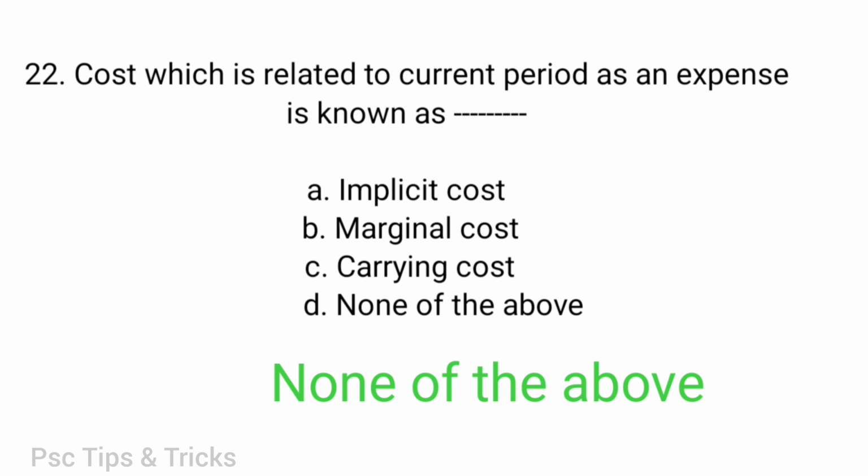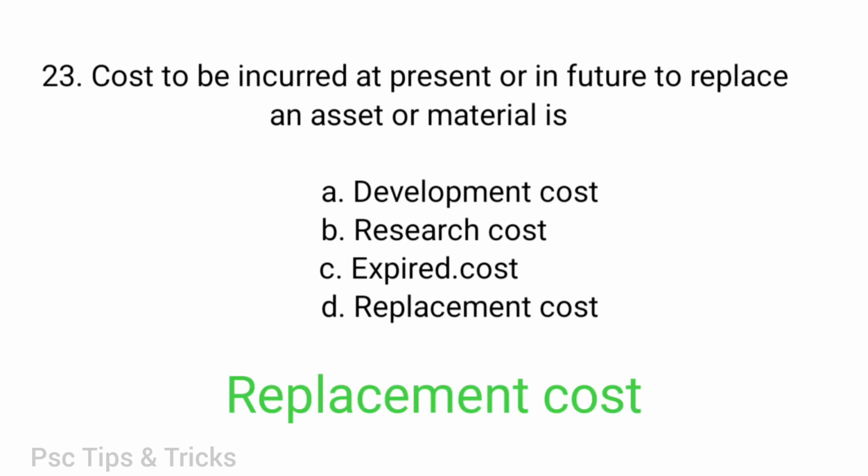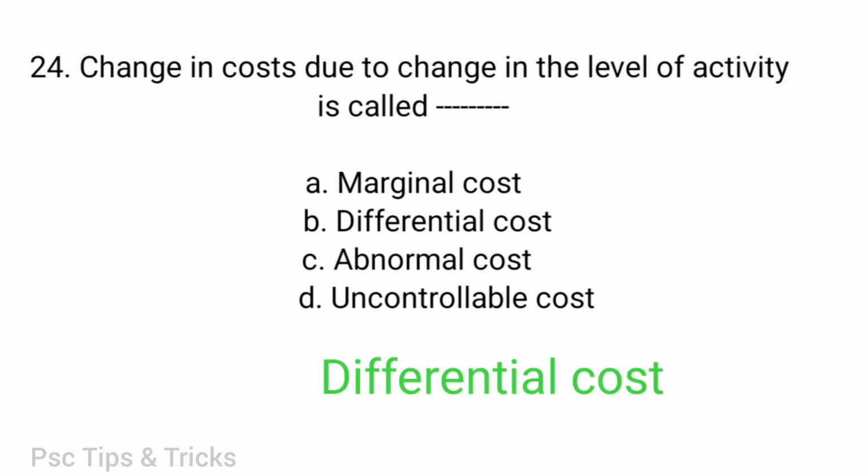None of the above. Cost to be incurred at present or in future to replace an asset or material is development cost, research cost, expired cost, replacement cost. Replacement cost. Change in cost due to change in the level of activity is called dash. Marginal cost, differential cost, abnormal cost, uncontrollable cost. Differential cost.